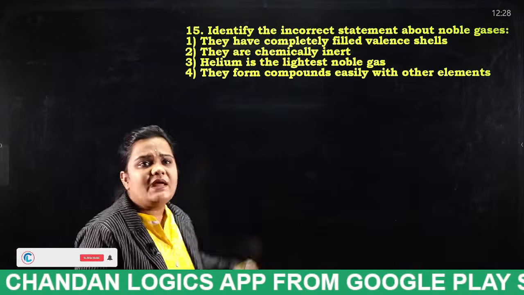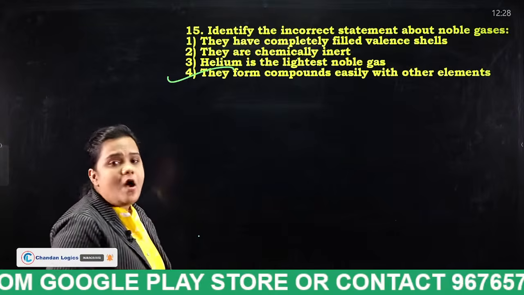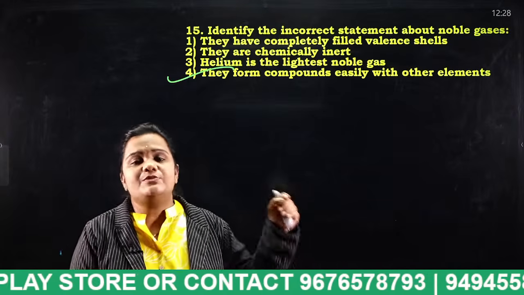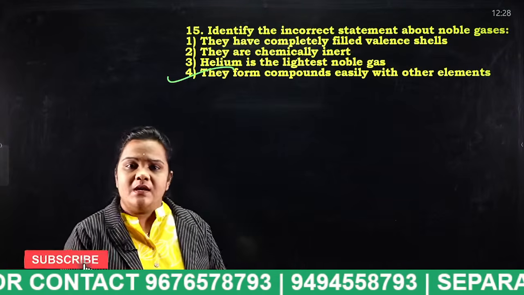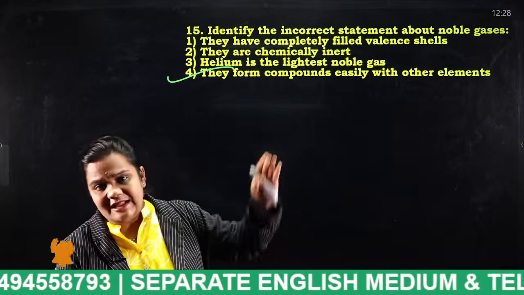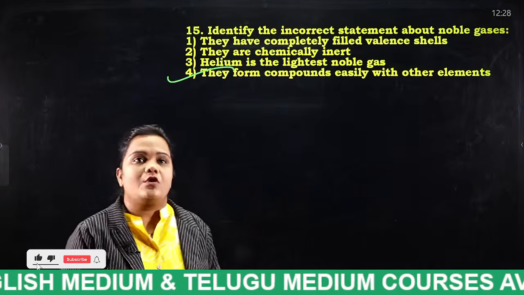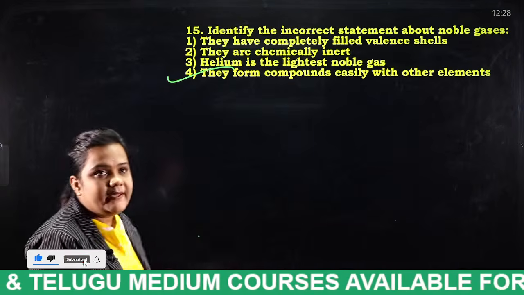But in the 4th option they have given that they form compounds. Compounds are nothing but elements plus elements. As we all know, these inert gases will not react with any other element. How do they form compounds? So, statement 4 is wrong. Okay. Next.